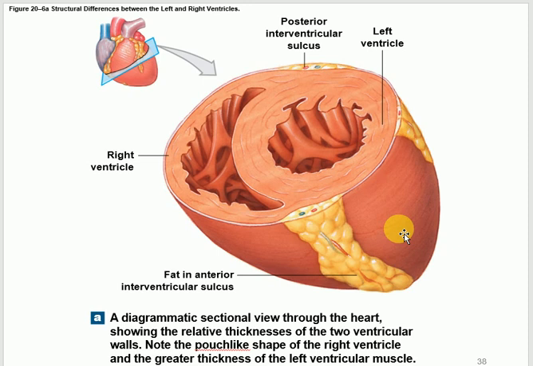Because of these thick muscles, it keeps a round shape like this. But the muscles on the right side are thinner. I'm not saying thin. It's not thin. The atria is thin. This is not thin. It's thinner. So the thicker part pushes on it, giving you a different shape. The shape here is different than the shape here. And these are the three differences between those two.